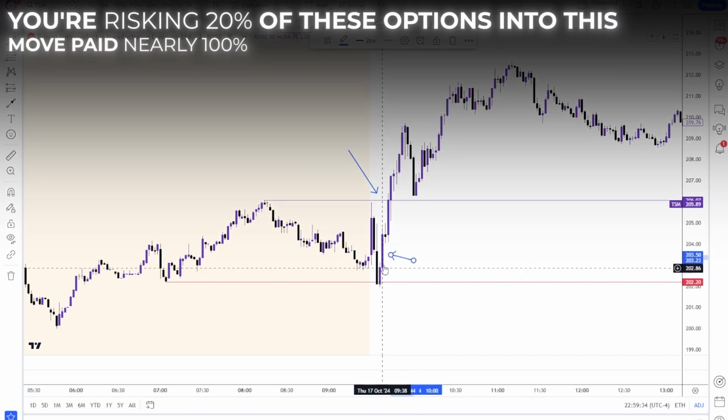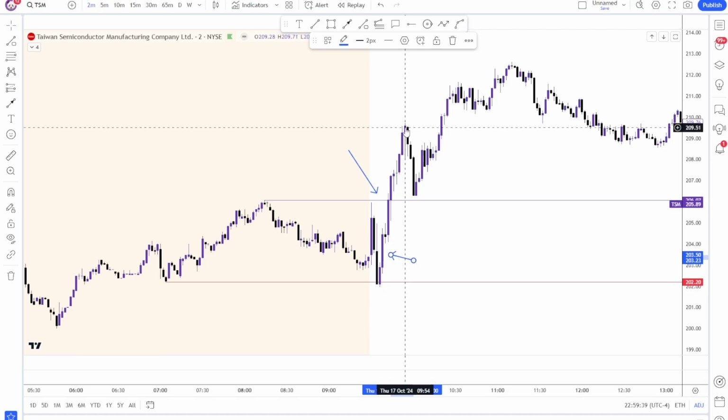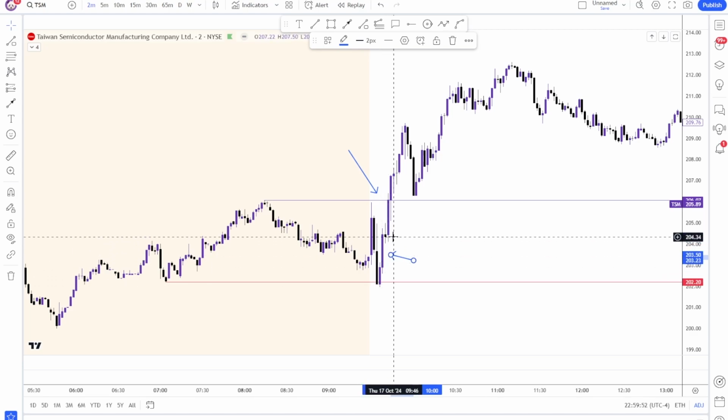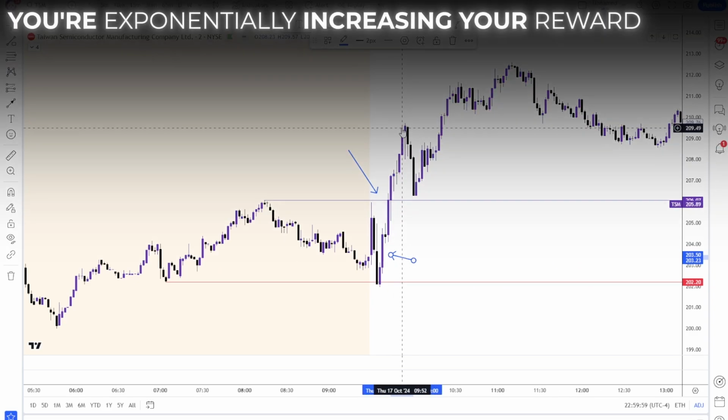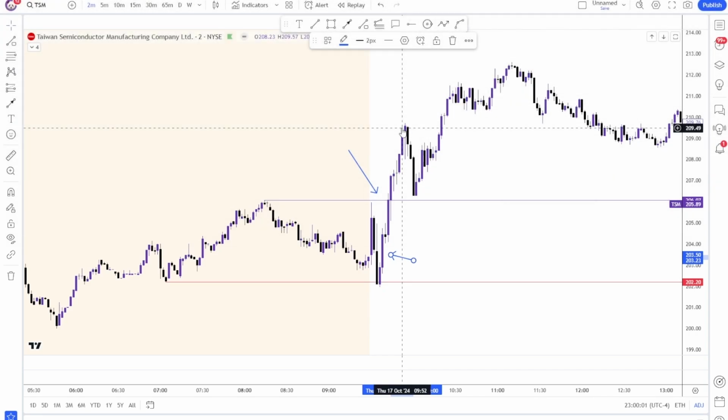You're risking 20%. Well, these options into this move paid nearly 100%. You got very close to 100% on this move. So you're risking a very small amount. Say you take $10,000 worth of size, you're only risking about $2,000 in the trade. But if you're taking $10,000 worth of size and this goes 100% and you're making $10,000 in a trade, you're exponentially increasing your reward. You're making well over 5 times beyond what you typically would make in a normal trade, if say your position size is normally 2,000.